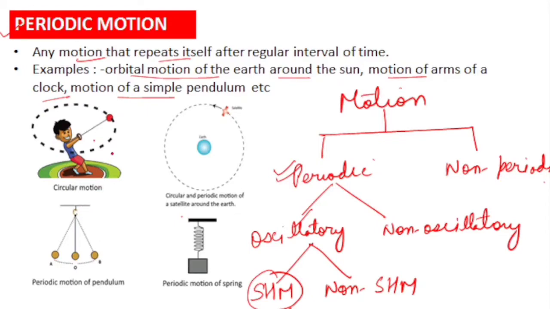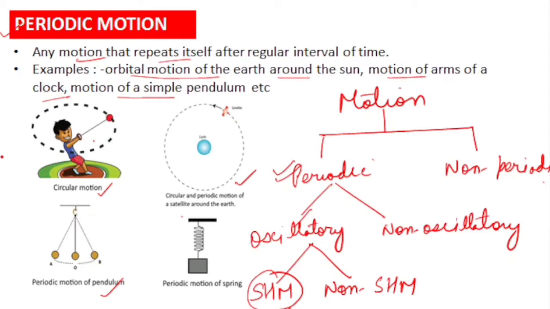Here it's shown in the diagram that this stone moves in a circular path and then completes one circle, again moves in a circular path. So this is an example of circular motion. Then these planets revolve around the sun. This is also an example of periodic motion. This bob of a simple pendulum moves to and fro. This is also a periodic motion. All these motion repeat itself after a regular interval of time. Okay, so hope it's clear to all of you what do you mean by periodic motion.